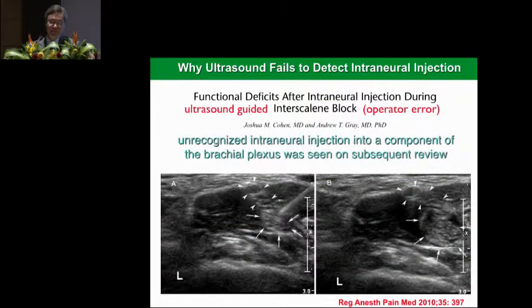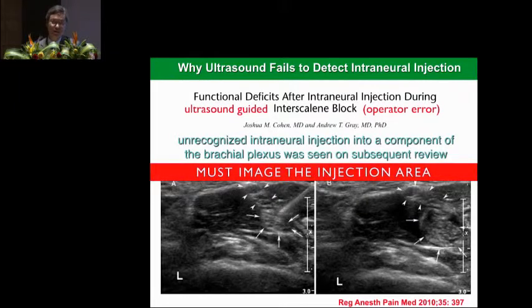Functional deficits can still happen. Why? With ultrasound, it's again operator error. When we inject, we may not see the nerve swell up. In this case, it's only afterwards that the operator recognizes it. So again, I encourage you to scan proximally and distally to check.